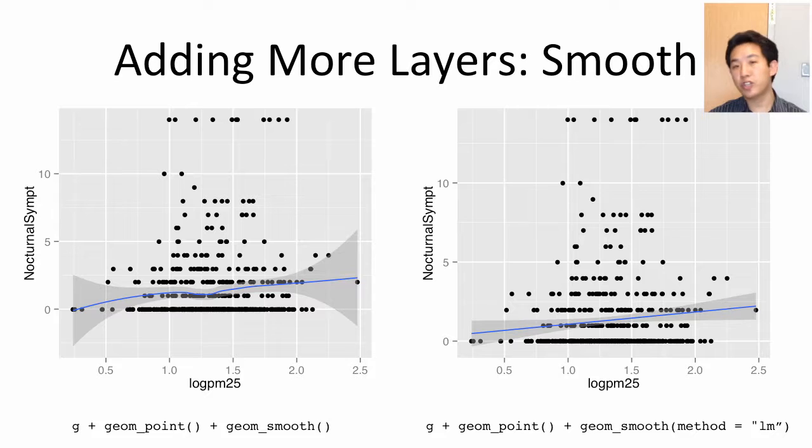I have my original ggplot object, G, which just had the X and Y aesthetics. I added my points to make the scatter plot, and then I added a smooth, the geom_smooth function, adds the little smoother, which is the blue line and the gray confidence bands. And so I use the defaults for the geom smooth, which is a LOESS smoother, which is generally fine, but you can see there's a lot of noise on the boundary.